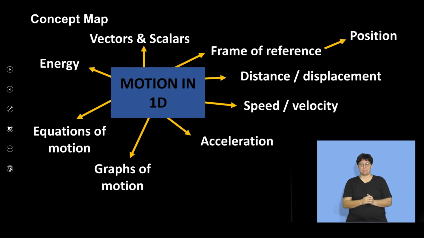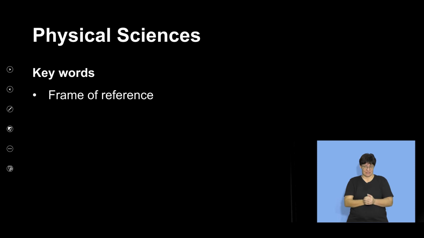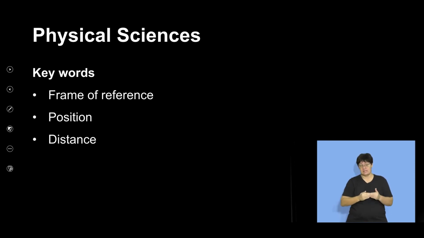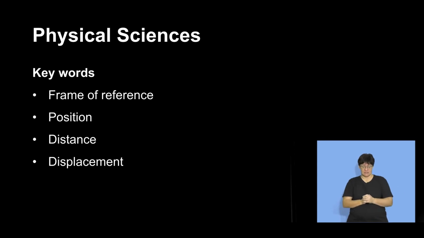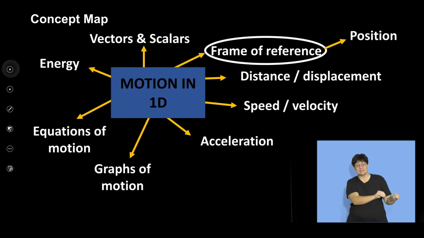All right, so we've been looking at motion in one dimension. We've looked at vectors and scalars, and we're now going to look at frame of reference and position today. So here we go. Here are our keywords. Frame of reference, that's very important, which is a new term. Position, distance, and displacement. Those three are related to each other. And we're going to see that today.